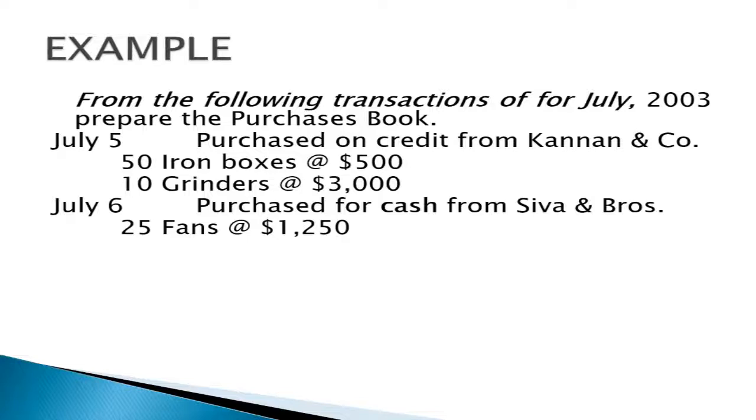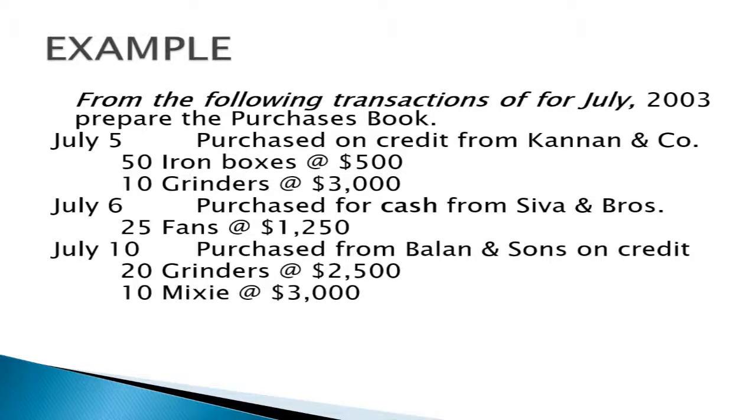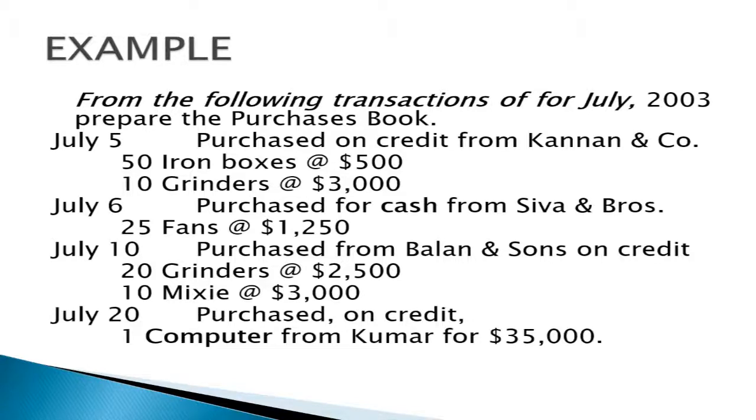6th July. Purchased for cash from Siva and Brothers 25 fans at $1,250. July 10th. Purchased from Balan and Sons on credit 20 grinders at $2,500 each, 10 mixers at $3,000 each. And on July 20th, they purchased on credit one computer from Kumar for $35,000.